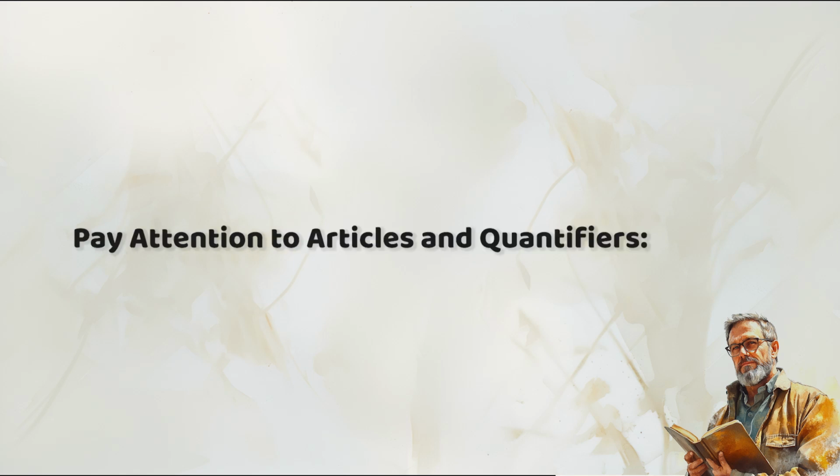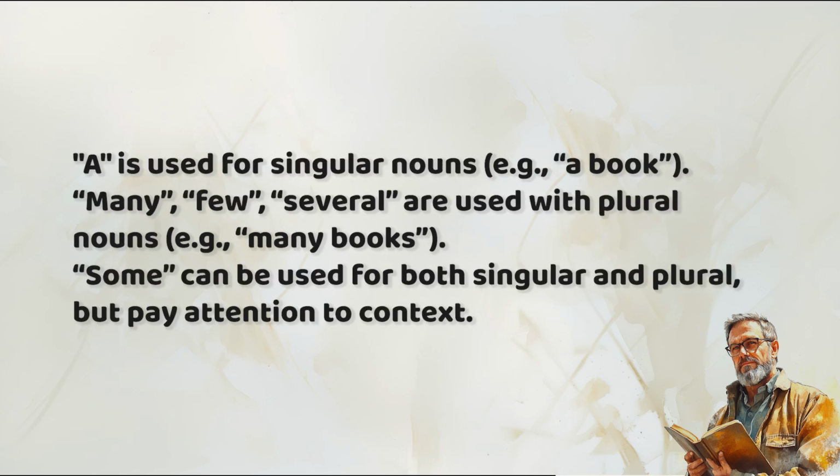Pay attention to articles and quantifiers. A is used for singular nouns, for example, a book. Many, few, several are used with plural nouns, for example, many books. Some can be used for both singular and plural, but pay attention to context.